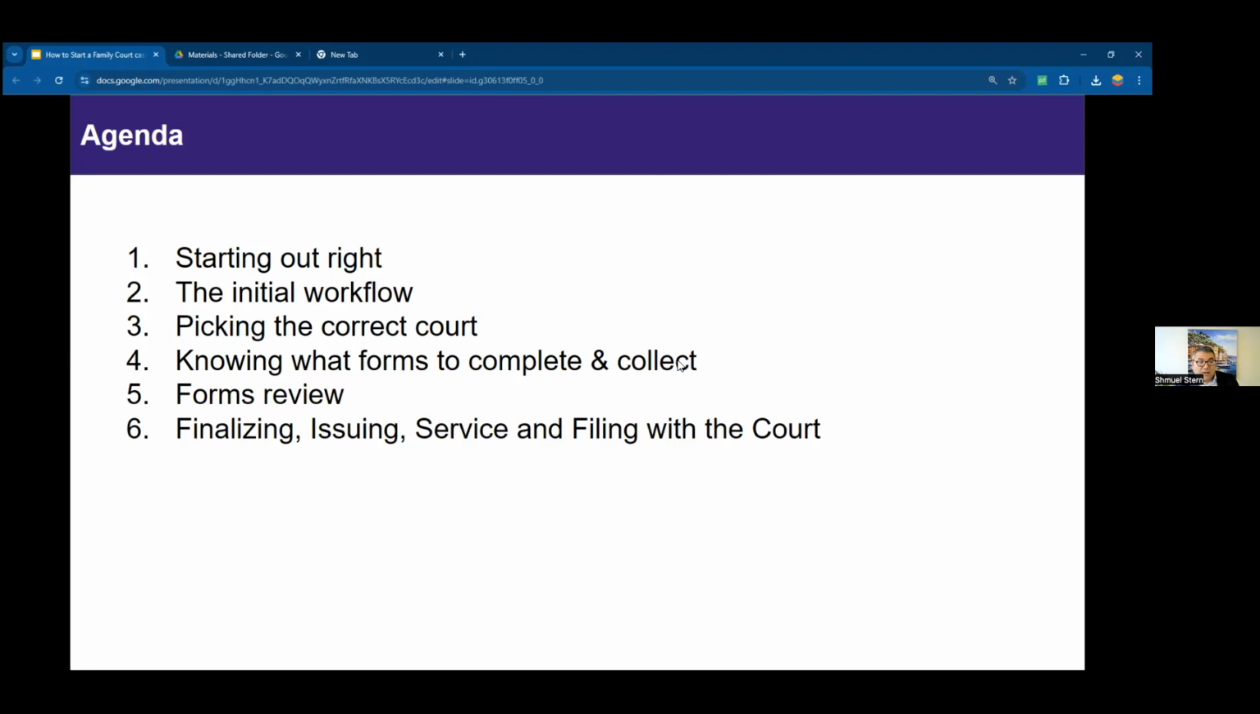And then we're going to talk about the mechanics of finalizing the form, having your case issued with the court, serving your documents, and then filing your affidavit of service with the court. And then you have essentially started your case. Okay, 1, 2, 3, 4, 5, 6.